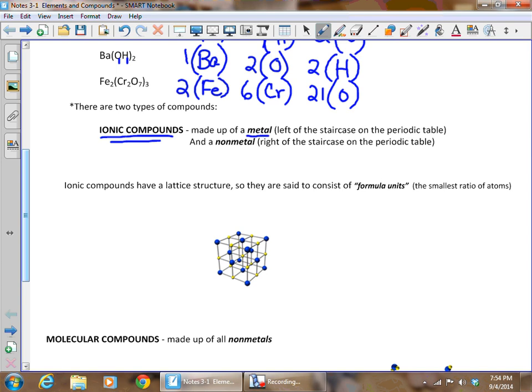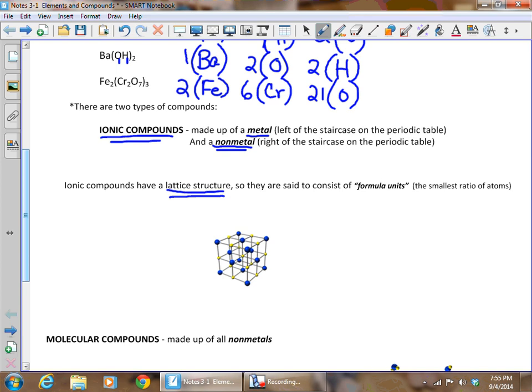Remember that metals are left of the staircase on the periodic table. They also have a nonmetal, and those are to the right of the staircase, remember, on the periodic table. Ionic compounds then also have a different structure. They have what's called a lattice structure. They do not have molecules. That is very important.